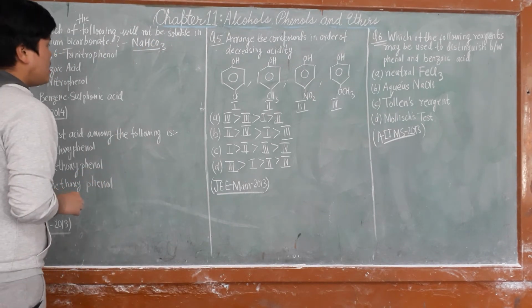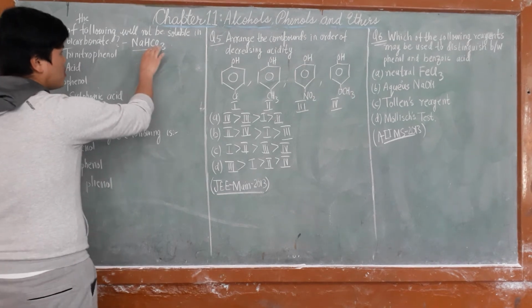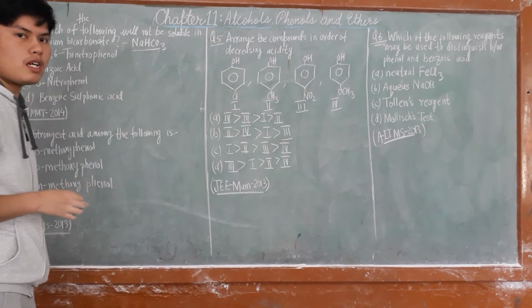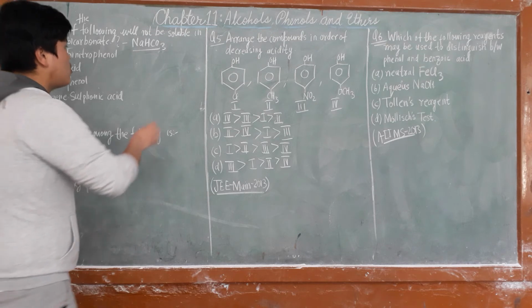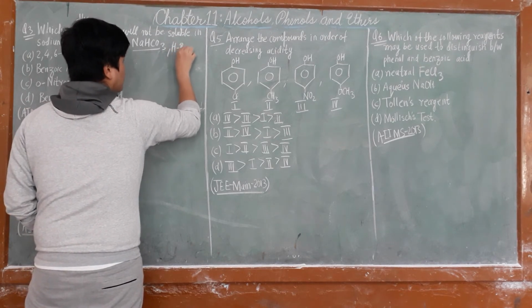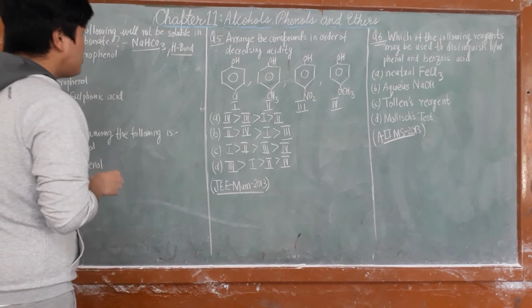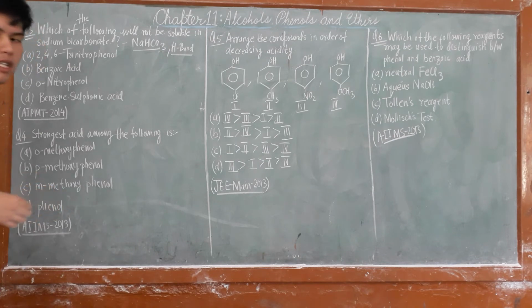Now NaHCO3 is soluble because it has oxygen, right? Now oxygen forms hydrogen bonds, and the compound becomes soluble. Hydrogen bond, H bond. If hydrogen bond is formed, it will be soluble.